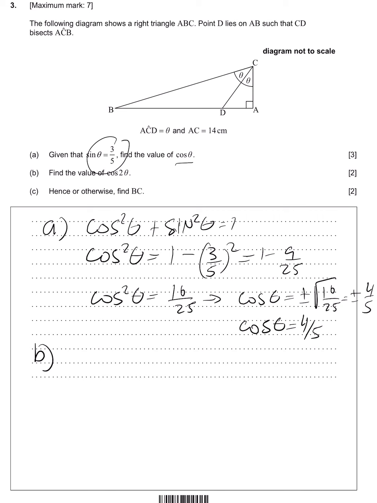Well, cosine of 2 theta is equal to what? This is in your formula booklet. It's cosine squared of theta minus sine squared of theta. So here you just need to use your formula booklet. And here we have the cosine squared, which was 16 over 25, minus the sine squared, which was 9 over 25. And that's therefore equal to 7 over 25.